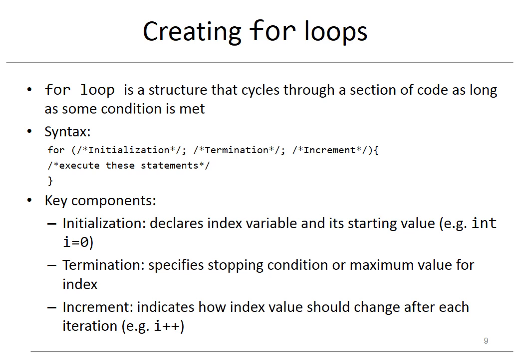The termination specifies the stopping condition or maximum value for the index. The increment indicates how the index value should change after each iteration or step of the loop. Commonly, this will be i++, which means that the value of i will increase by 1 after each loop. The loop statements themselves are then put between curly brackets. Let's discuss some examples.